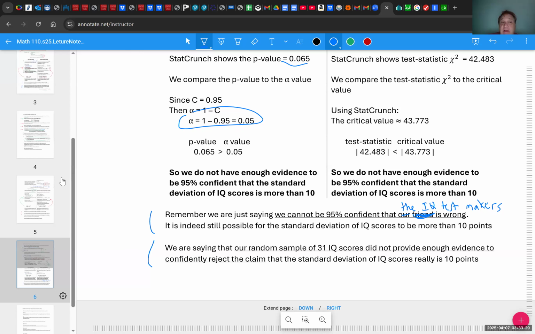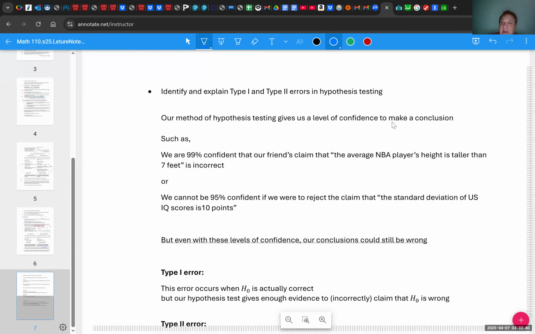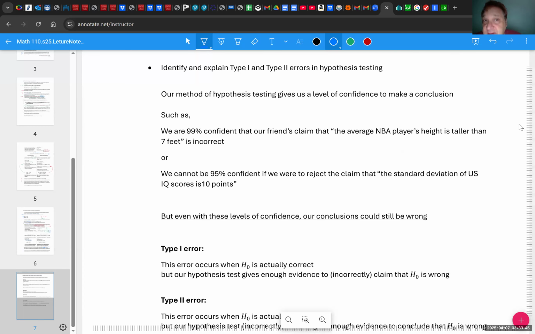Okay, we have one last bit to do, which is much shorter, right? The meat of chapter 8 is all about hypothesis testing. We do have one last thing, which is about errors. And I said this is a minor thing. It won't take very long at all. So our last major learning objective for 8.1 through 8.4 is to identify and explain type 1 and type 2 errors in hypothesis testing.